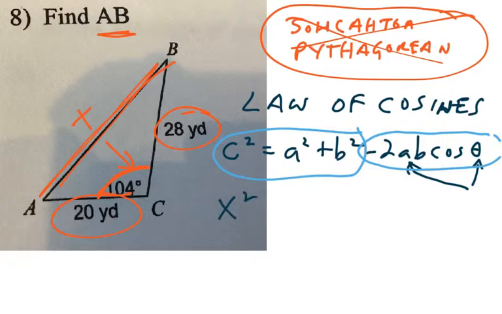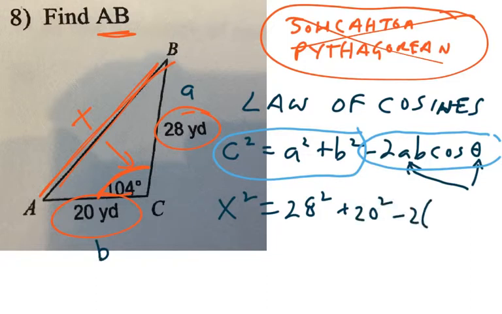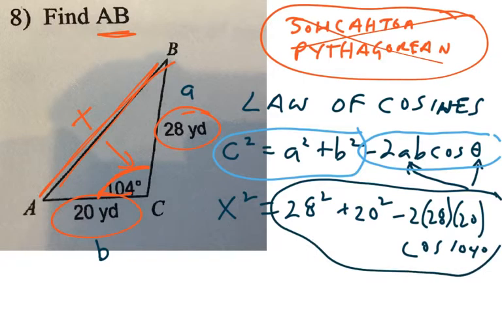I know x squared, that was my C in this case, equals a squared. I'm going to call 28 my A, so I have 28 squared plus 20 is my B, 20 squared minus 2 times ab cosine theta. And theta of course is 104 degrees. So what's cool about this one is, notice everything is all set up for us.